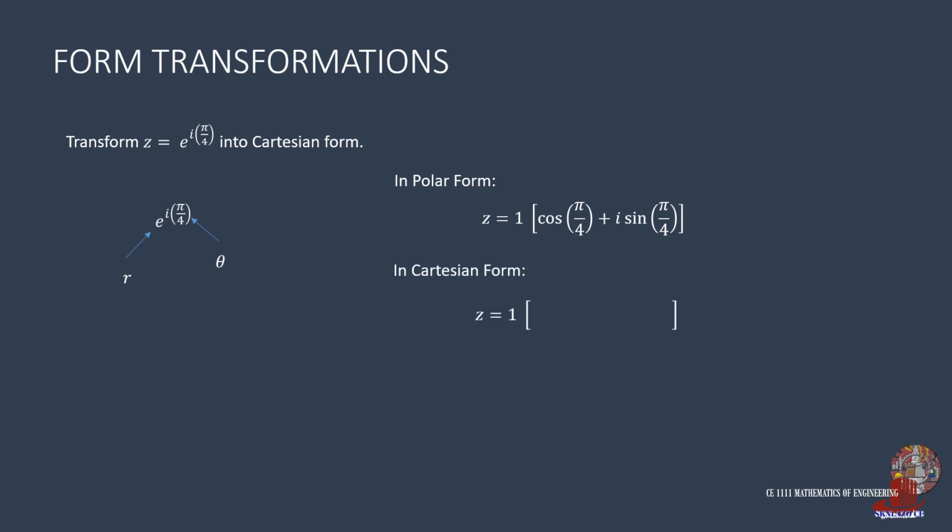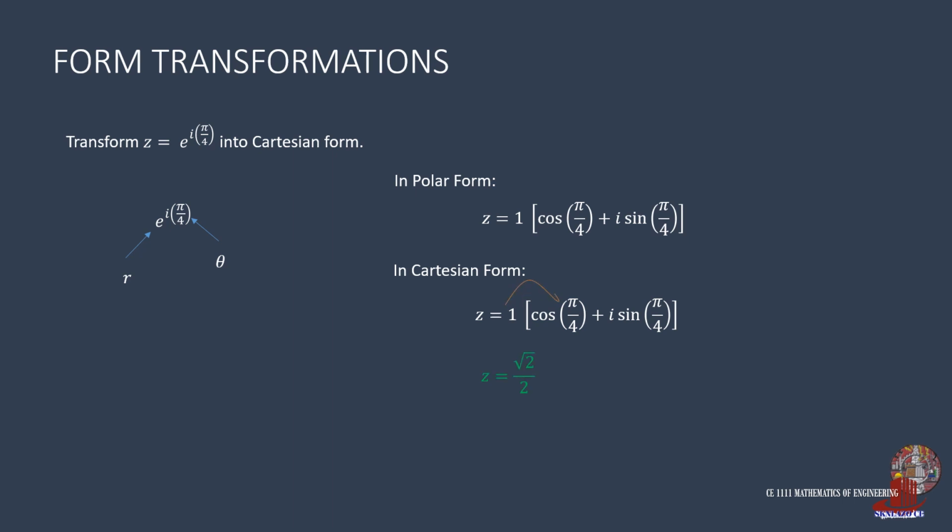The next example is to transform e raised to i times pi over 4 into its Cartesian form. The modulus in the expression is 1, and the argument is pi over 4. Having both r and theta, the polar form becomes 1 times cosine of pi over 4 plus i sine of pi over 4. In Cartesian form, multiply the terms in the polar configuration.